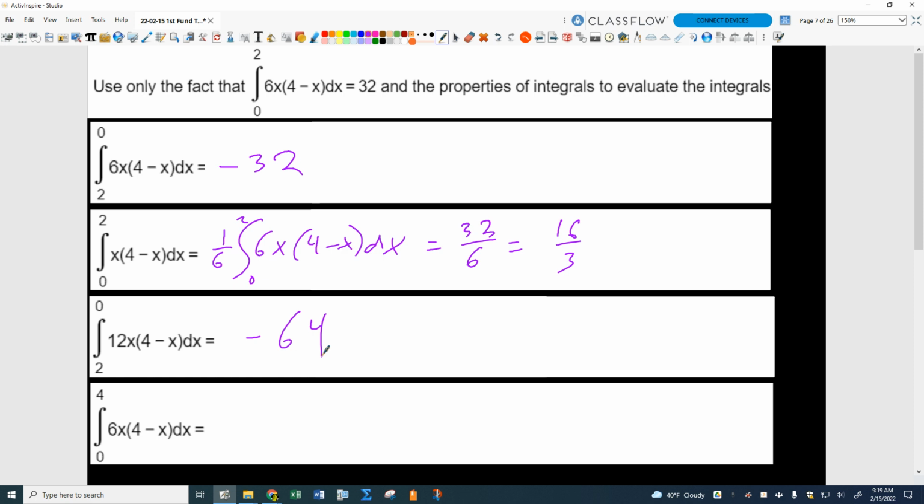You can't just double it, right? Because the function might have completely different areas, I'm sure it does, between 0 and 2 and 2 and 4, right? So not enough info on that one.